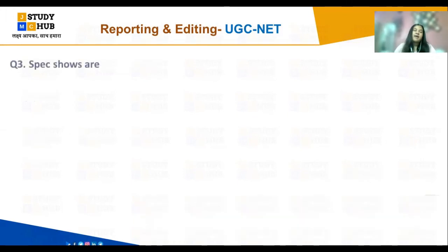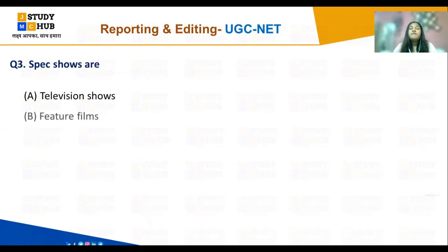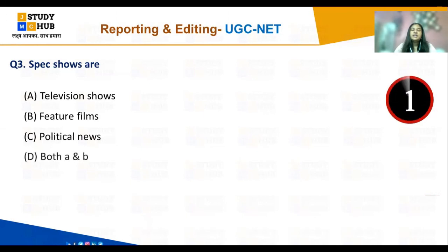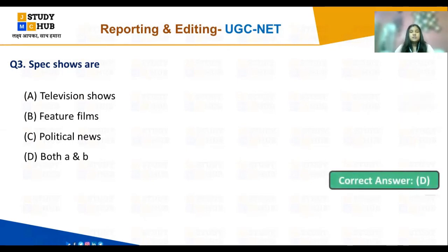Next question that I have with you is spec shows are option A, television shows, option B, feature films, option C, political news, and option D, both A and B. So spec shows are essentially a part of which electronic media? These are essentially a part of the television counterpart, and we are dealing with two types of shows: spec shows and non-spec shows.